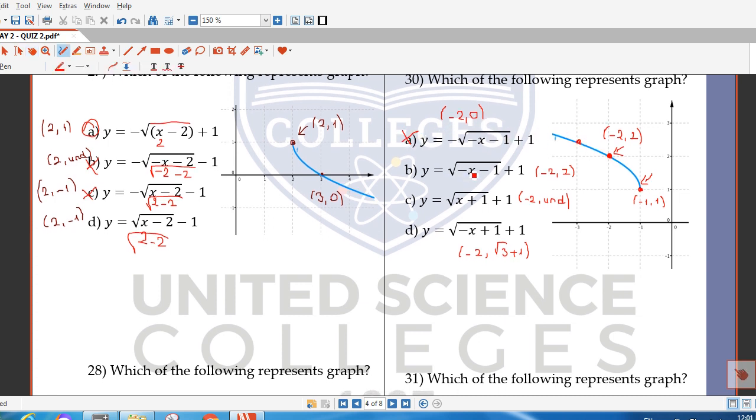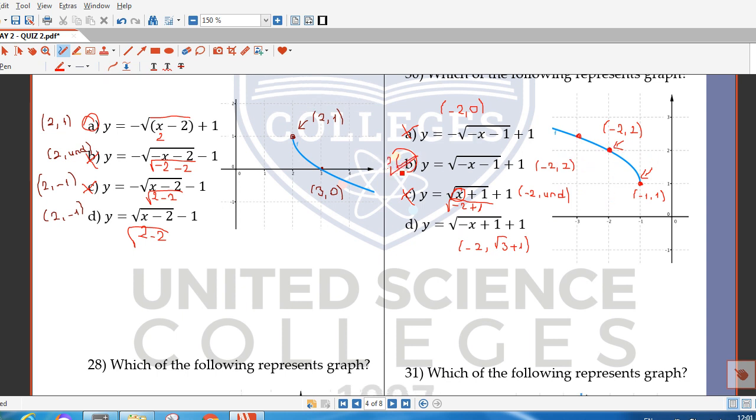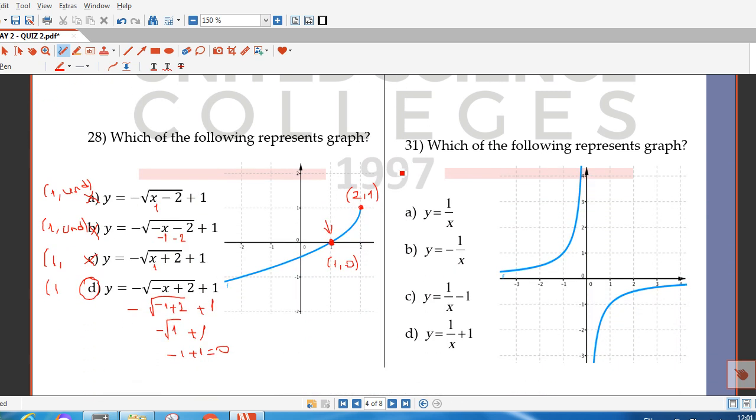If I write -2, 2 minus 1, 1 plus 1 is 2. Yes, it seems the answer, but let me see the others. If I write -2 instead of x, -2 plus 1, so it gives us a negative under the square root, which is undefined. So you may also cancel C. Minus and minus becomes plus 2 and 1, root of 3 plus 1, but I don't have any irrational number as a coordinate. It is so clear to see. Now I'm sure the answer to question 30 is B.